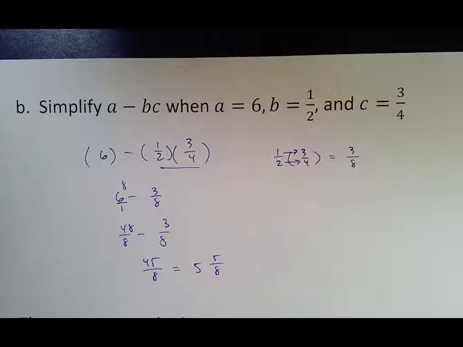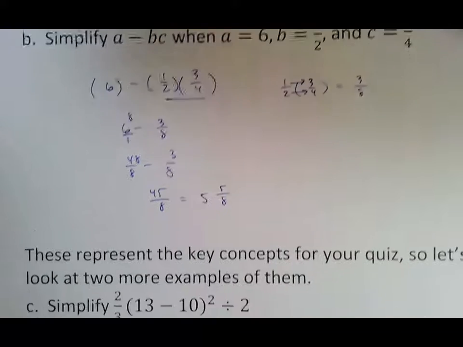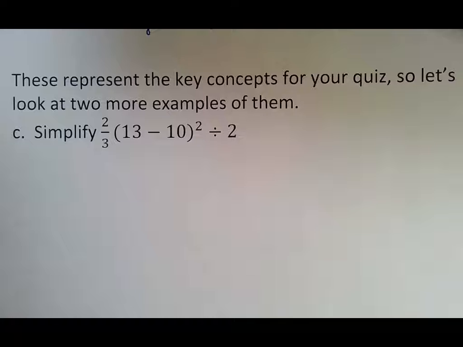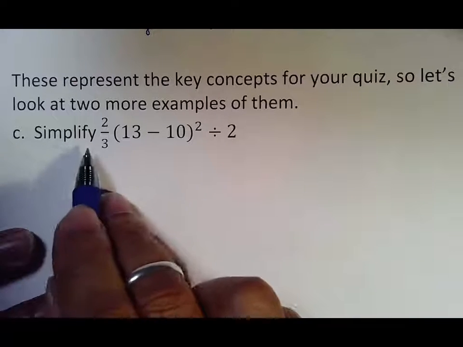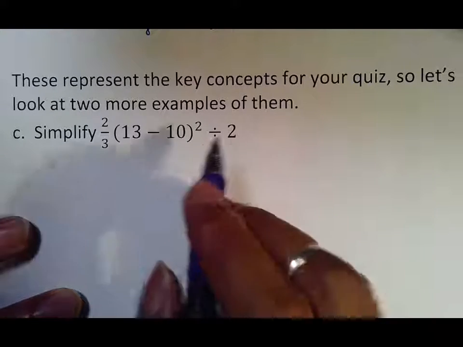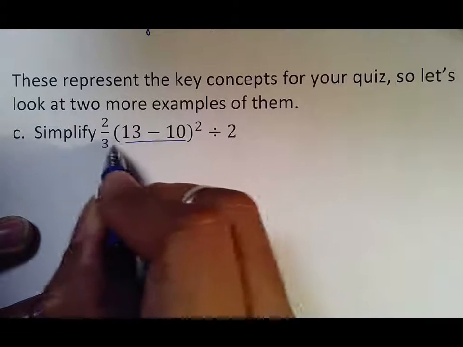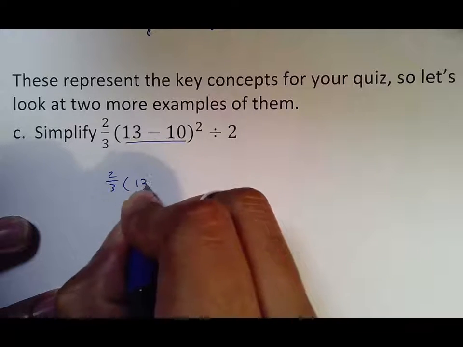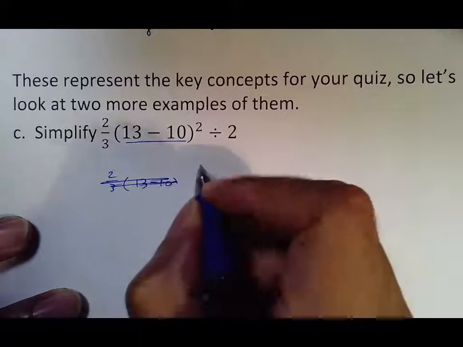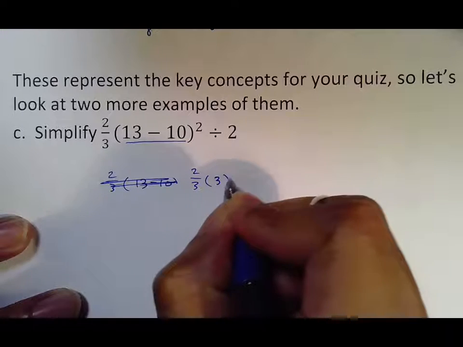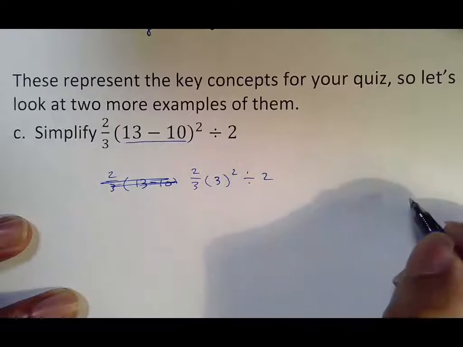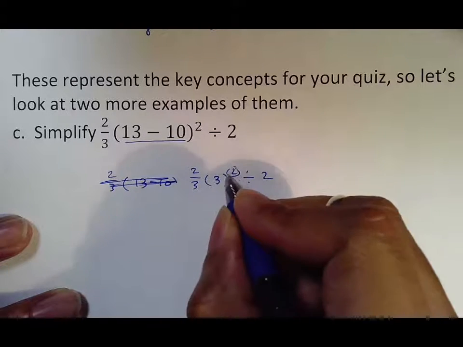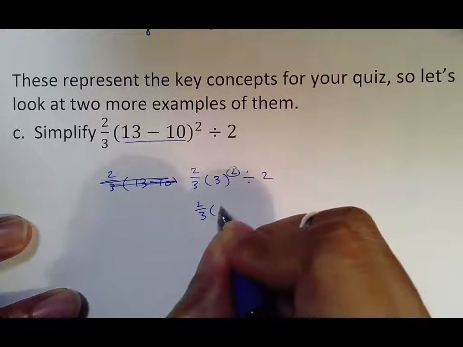All right. So those represent the key concepts for your quiz. Let's just look at them one more time, because you can't really get enough practice on that stuff. So again, 2/3 times this problem. Parentheses is first. So again, even though we see that 2/3, we have to make decisions in order. So that'll be 2/3 times 3 squared divided by 2. The next thing is not the fraction, it's the exponent first. So 3 squared turns into 9.